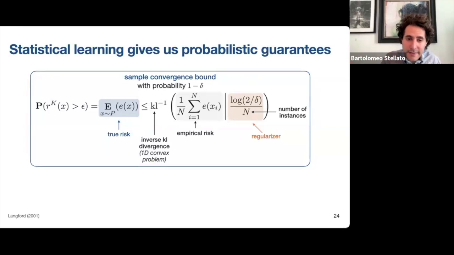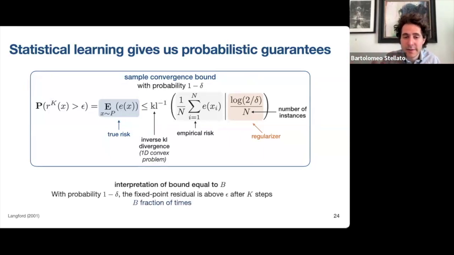So if the right-hand side is equal to a constant b, a bound like this tells you that with probability 1 minus delta, the fixed point residual is above epsilon after k steps, b fraction of times. Which is very important because it tells you how often you violate the tolerance that you're happy with. And you can estimate it directly by just running the algorithm on a few instances.